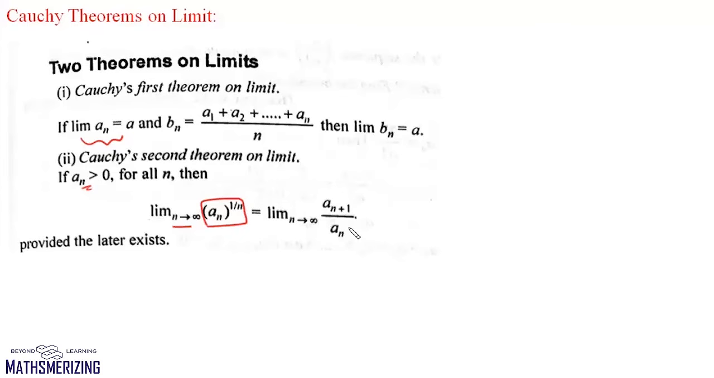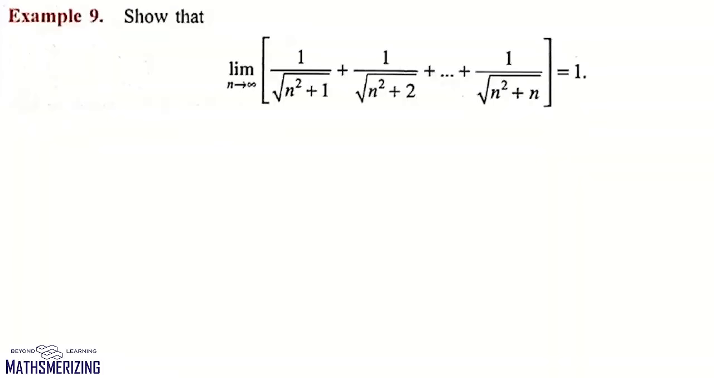Now we generally use these theorems to simplify problems in limits. Let us take up an example. Say for example, the question is, show that the limit as n tends to infinity of 1/√(n²+1) plus 1/√(n²+2) up to 1/√(n²+n) is equal to 1. Now generally we solve this question using the sandwich theorem or squeeze play theorem. Here we are going to solve this question using Cauchy's theorem on limits.